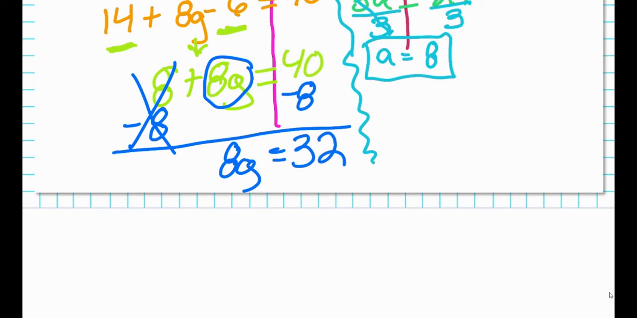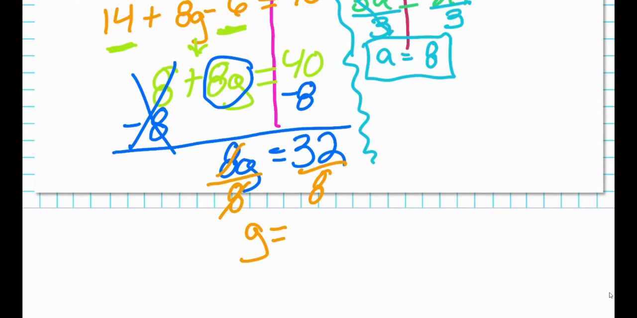Perfect. So now all I need to do is get my g by itself, and 8 is multiplied by g, so I actually need to do the opposite of multiplication, which is division. So let's divide both sides by 8. Remember, any number divided by itself divides out to be 1. So I'm left with g equals, well, 32 divided by 8.